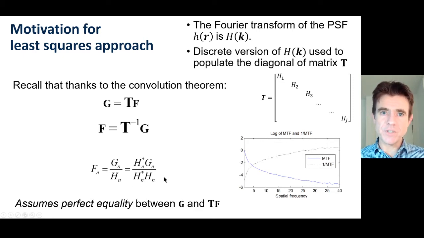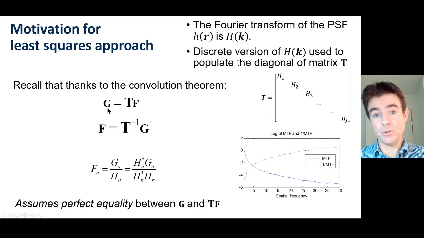Now, just to point out, of course, the reason I've called this slide motivation for least squares is that we've been assuming that this equality actually holds. But of course, we know that in reality we get, for example, measurement noise, and there's no reason at all to expect that equality to hold. There will be some noise in the back-projected image which transfers to noise in the Fourier domain. So G is noisy, and hopefully H is not noisy.